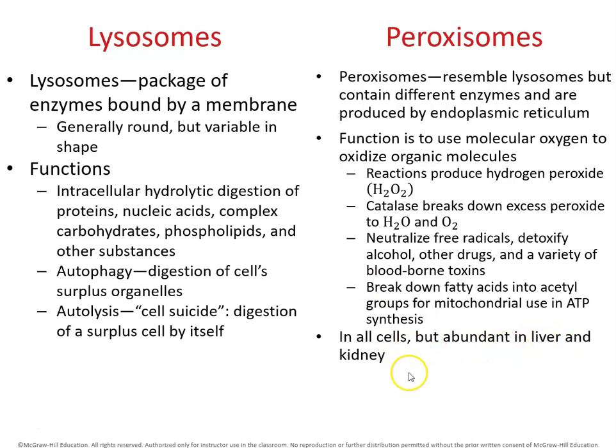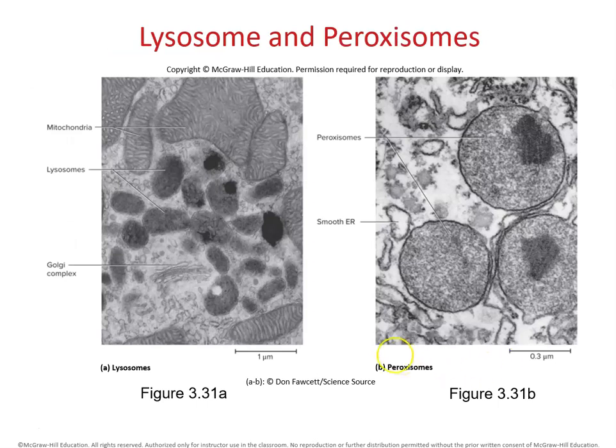All cells have some peroxisomes, but cells that are in the liver and in the kidney, where we are dealing with waste and toxic compounds, have really high levels of peroxisomes. And here's a picture of lysosomes and peroxisomes next to each other. They look very similar. They're membrane-bound things that have enzymes in them that break things down.